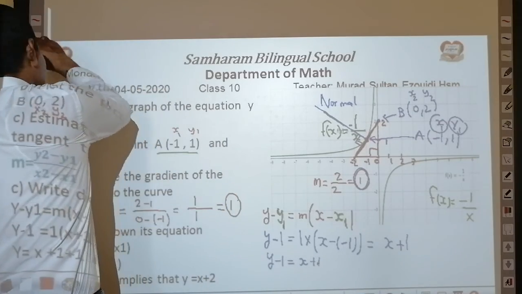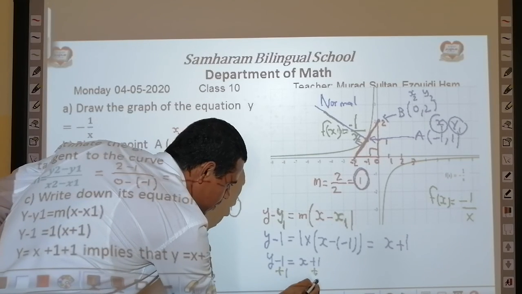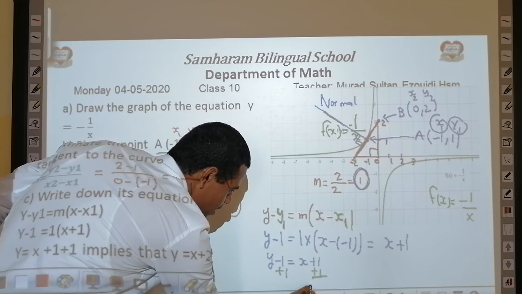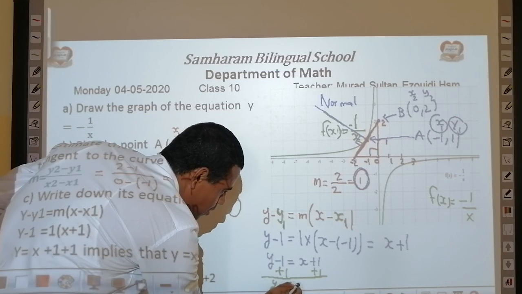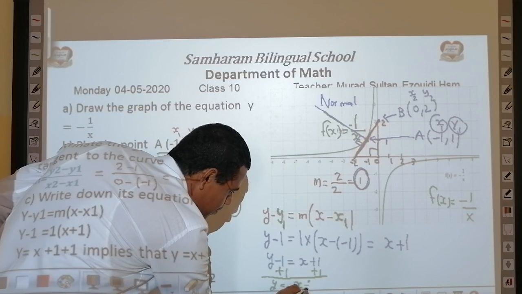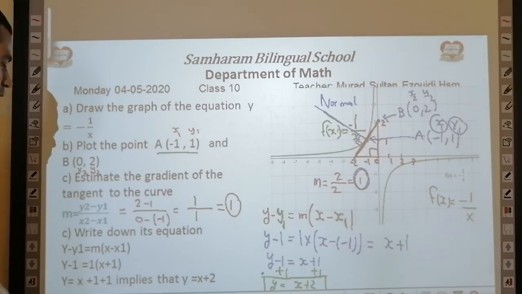Then, my learners, I will add 1 to both sides. Okay, so this one gives what? y equals x plus 2. This is your equation. Okay.